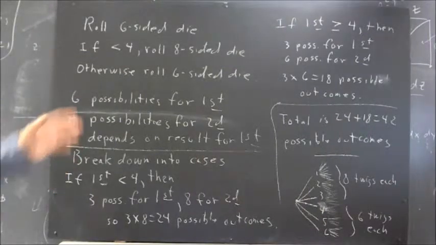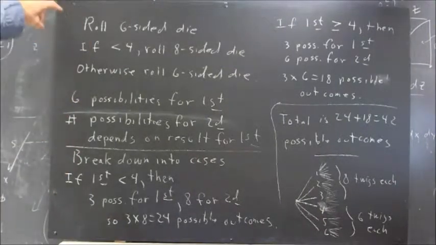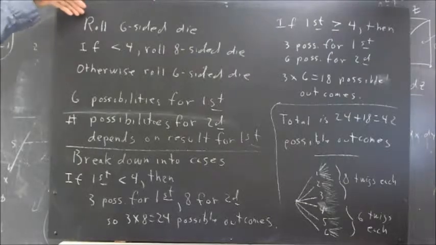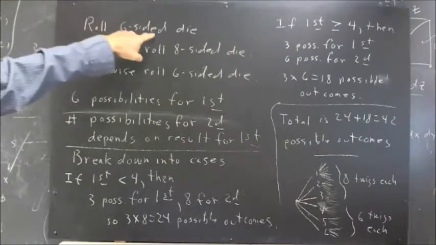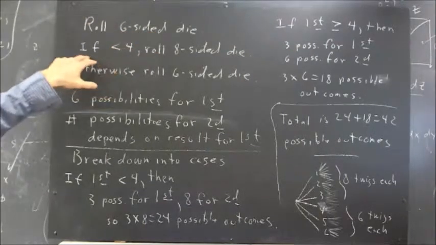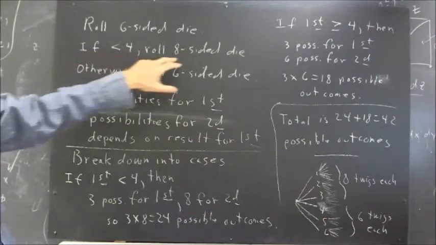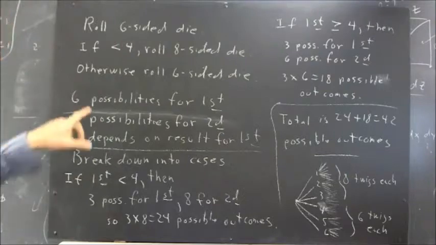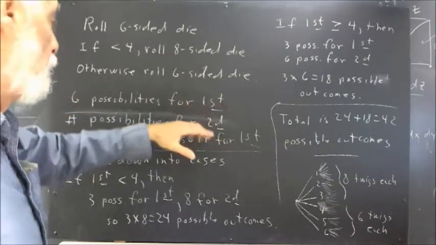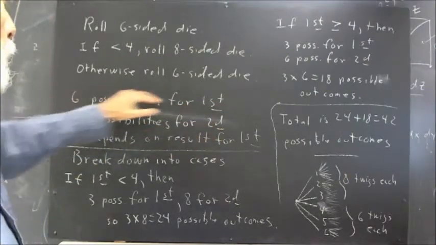The third question on the January 15th page is: you roll a six-sided die. If you get less than 4, then you roll an 8-sided die. Otherwise, you roll a 6-sided die. There's 6 possibilities then for what happens on the first roll.